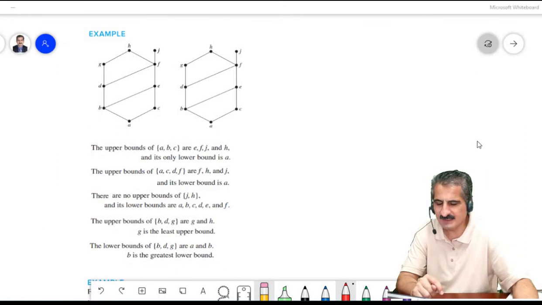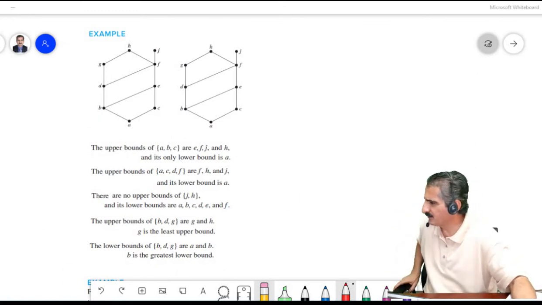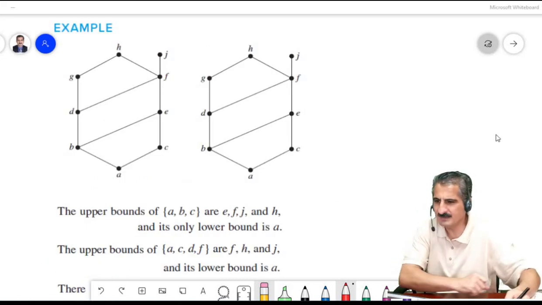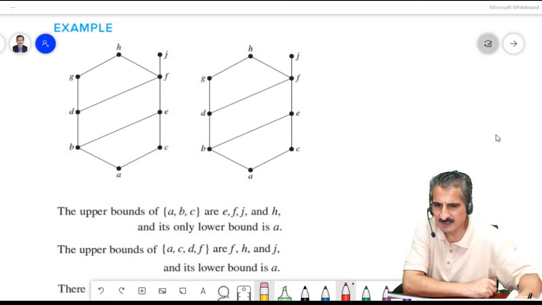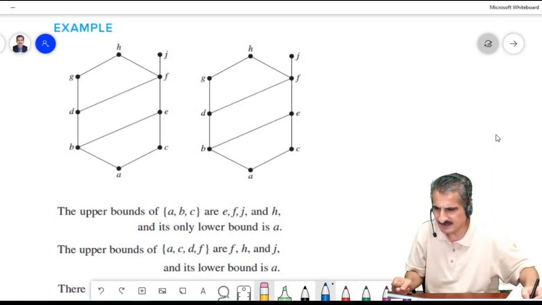Now in this example, let us find lower bound and upper bound. This is the same figure, the Hasse diagram, but I copied it twice because I will write a lot on them. Let's take the set A. This is the set A, which consists of A, B, C.